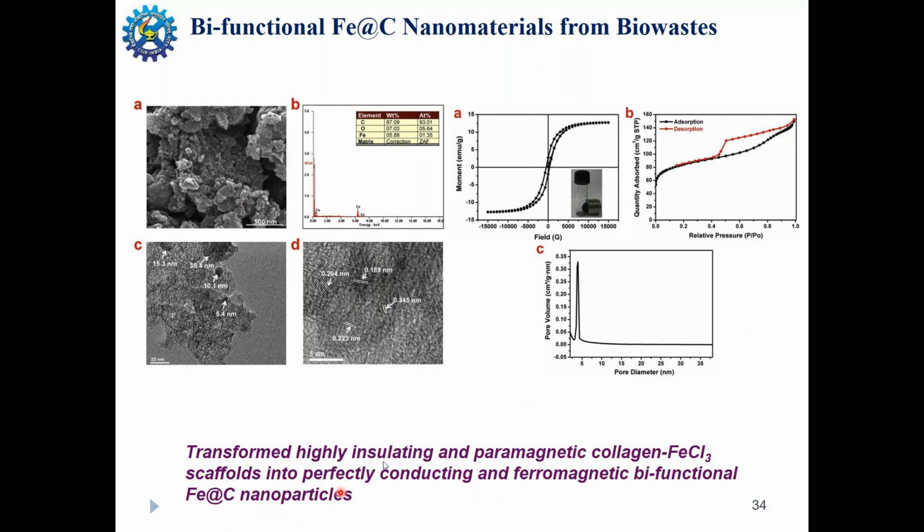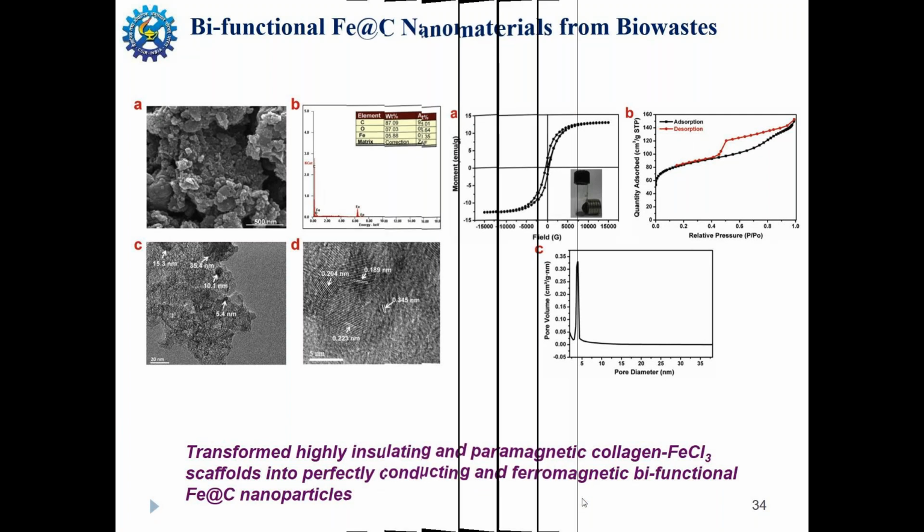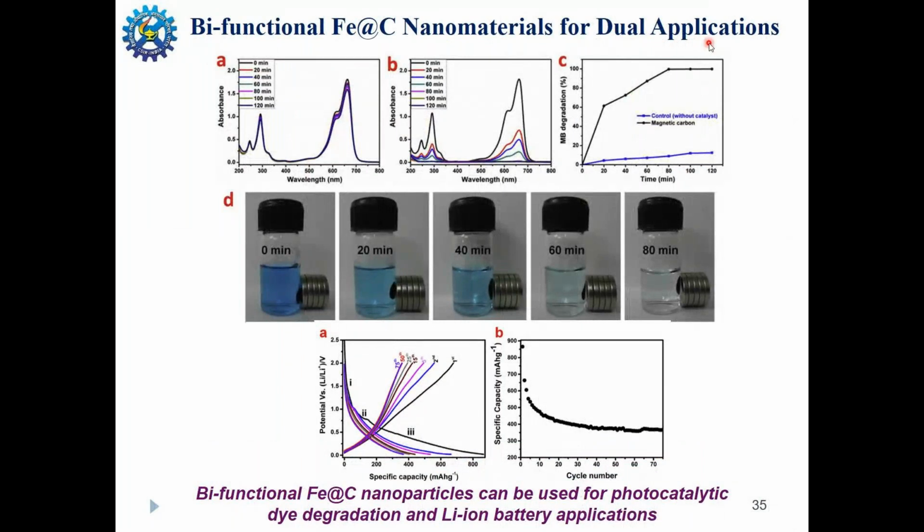So we convert the insulating material into a conducting material and paramagnetic into a ferromagnetic material by the high temperature treatment. And this provides opportunity for dual applications. So we try to use it as a photocatalyst to remove the dyes. We use the catalyst, and you can see that it is magnetic, so it can be attracted. After reaction, you can separate it and take the catalyst, and then you can recycle it. And the dye removal happens within about 1 hour to 80 minutes.